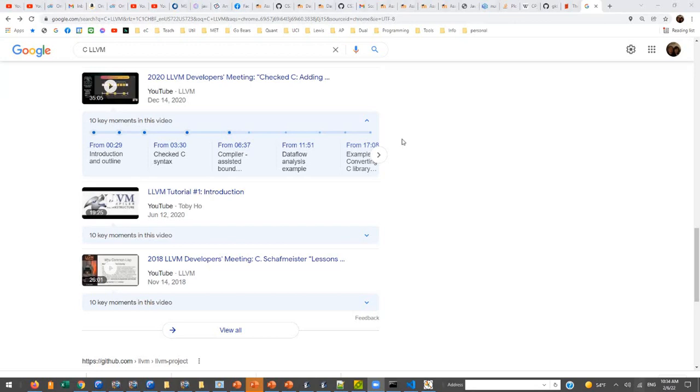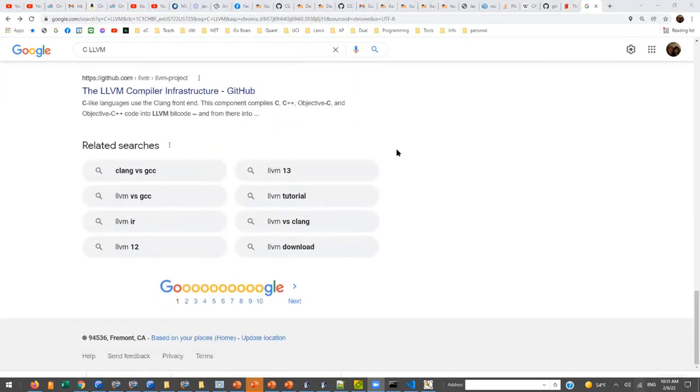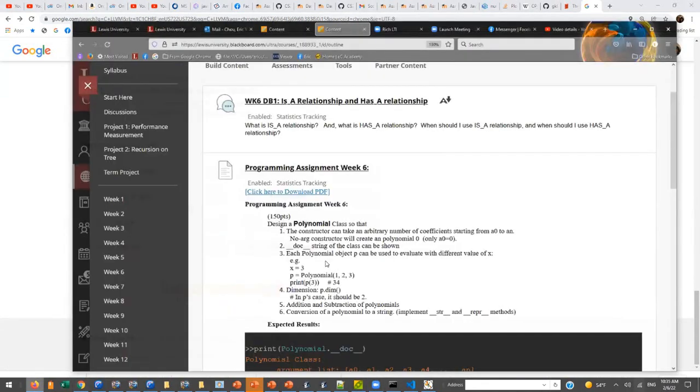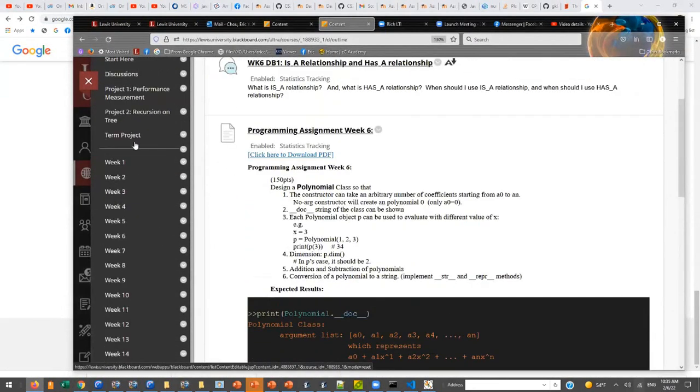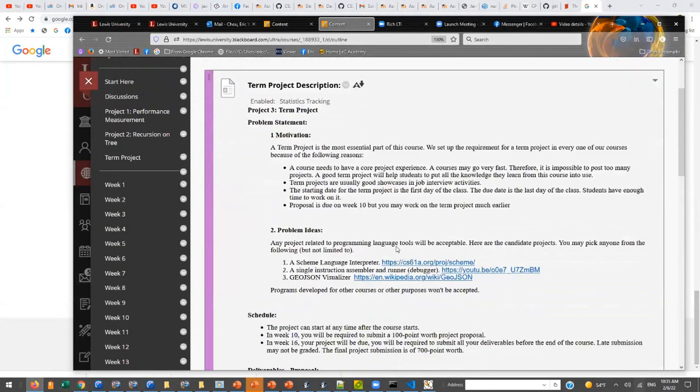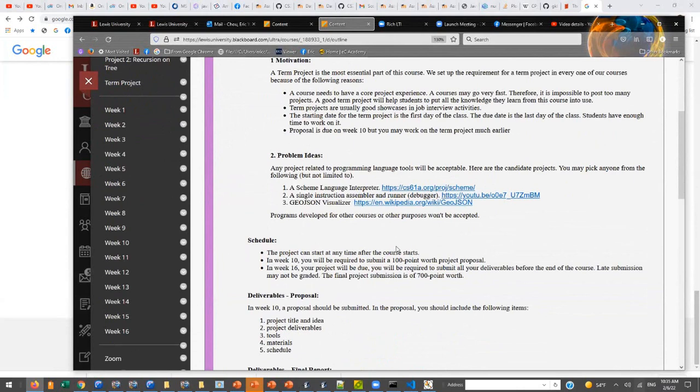Yeah, I had one about the final project, the term project. Was that we have to write an interpreter? One of the options was to write an interpreter for the Scheme language. Yes, actually, these are candidates. You can write an interpreter for anything.